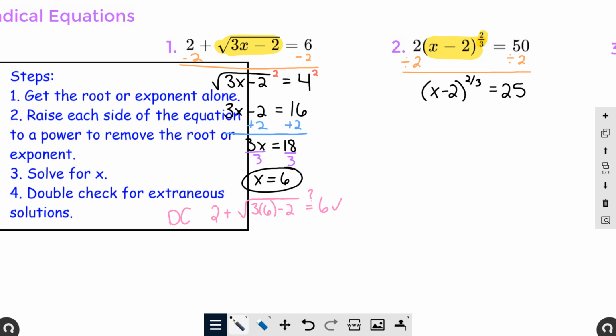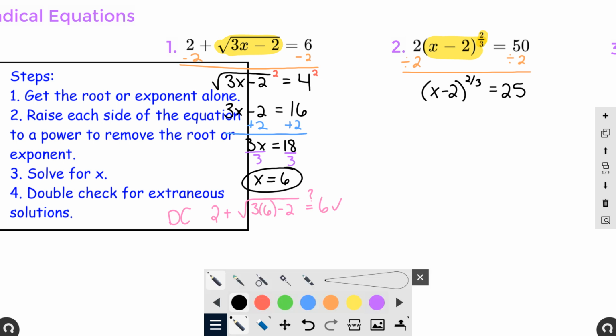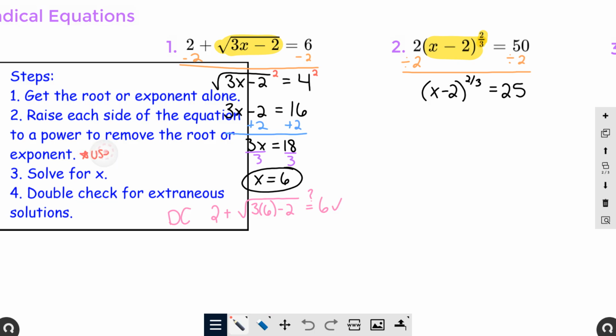So now we're on to step 2, which is raise each side of the equation to a power to remove the root or power. So this is where you might want to go and add some notes. You can add it to your steps here, or you can add it here. To get rid of that power, we use the reciprocal. Does anybody know what the reciprocal is? It's kind of the opposite. So the opposite of 2/3 would be 3/2.